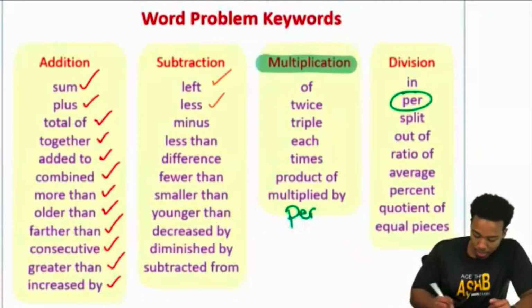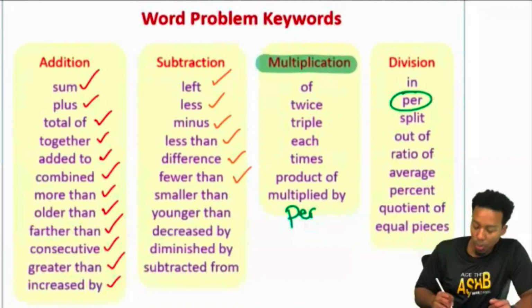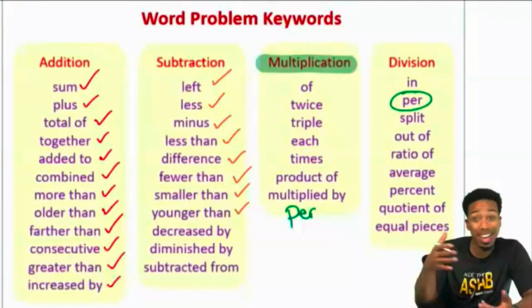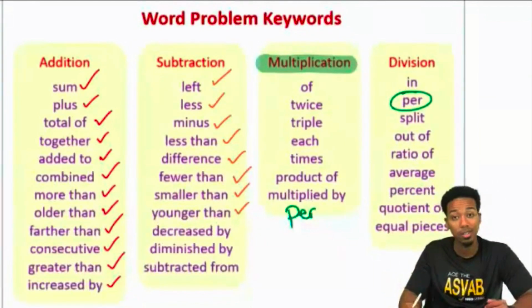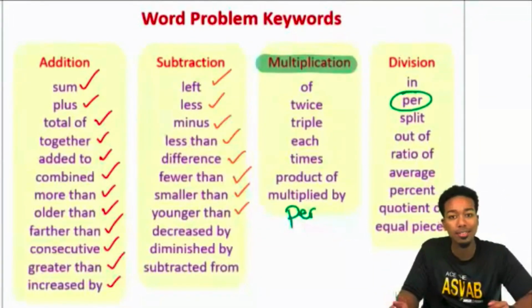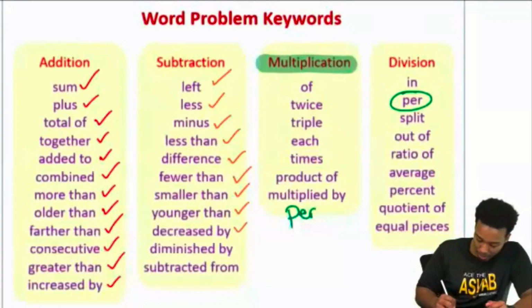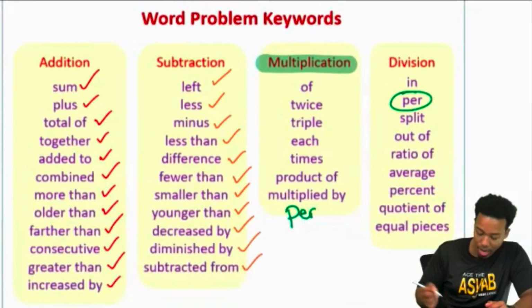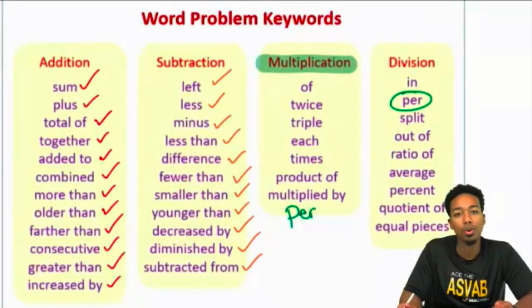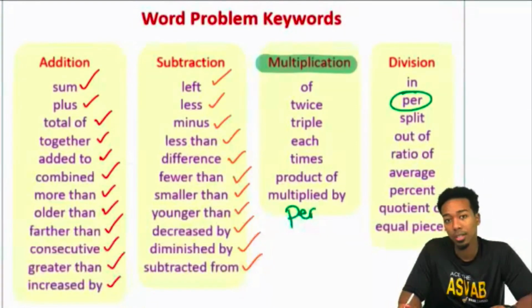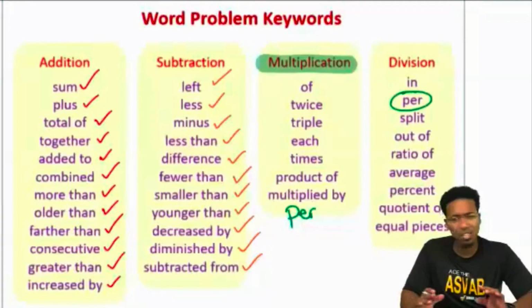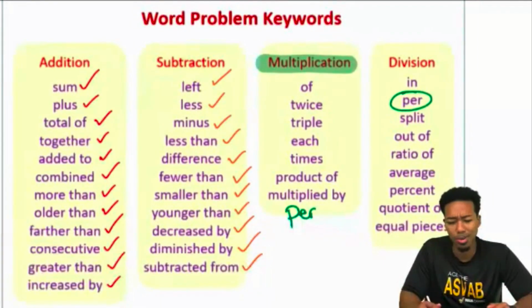So here: less, minus, less than, difference, fewer than, smaller than, younger than, again, depending on what kind of numbers we're talking about, whether it's money or age or distance. Decreased by, diminished by, subtracted from, all of these keywords talk about subtraction. So again, it's pretty clear cut between addition and subtraction. It's very clear.